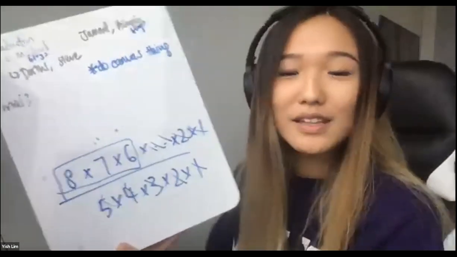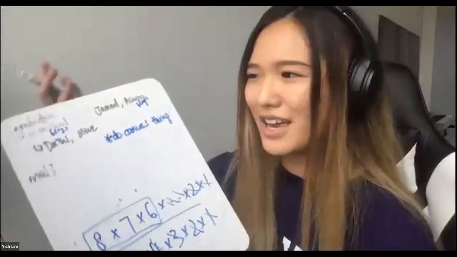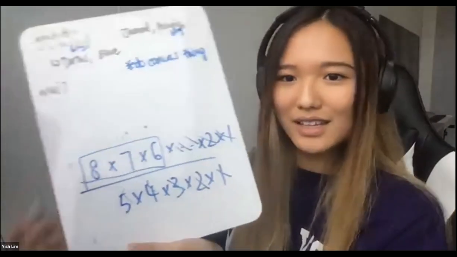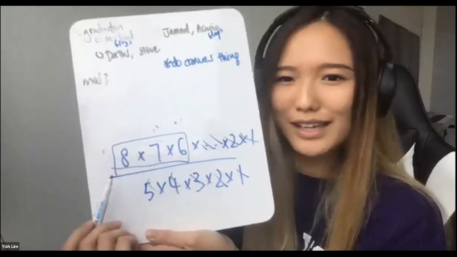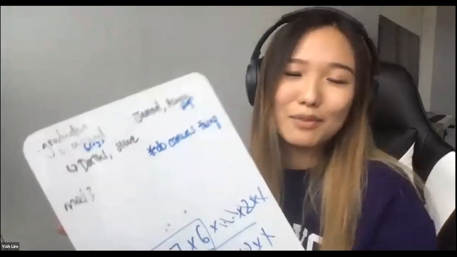Another way of thinking about permutations is you actually count backwards k times. In this case, k was 3 and n was 8. So we start from 8 and count back three times, 8 times 7 times 6, and that is the number of permutations of picking 3 from 8. Questions on that?